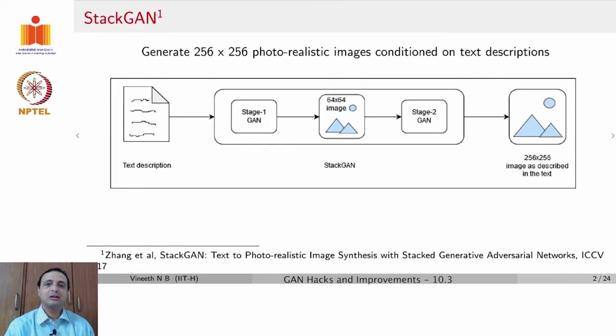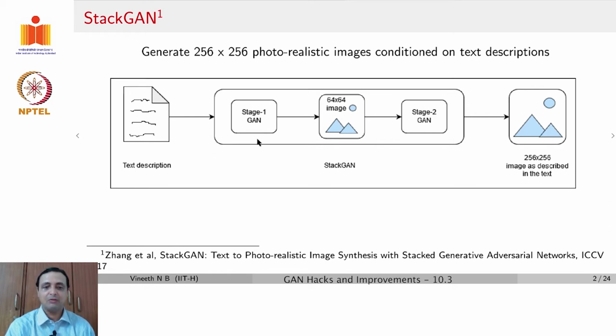The first method that we'll talk about is known as StackGAN. This was published in ICCV of 2017, and the goal of this work was to generate reasonably good resolution 256 cross 256 photorealistic images that are conditioned on text descriptions.